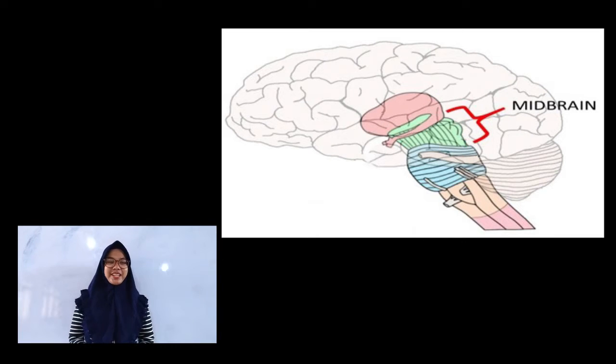The degeneration of neurons in the substantia nigra is associated with Parkinson's disease. The midbrain is the smallest region of the brain and is located most centrally within the cranial cavity.